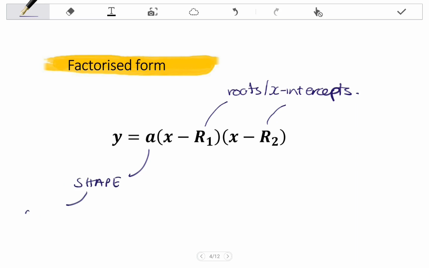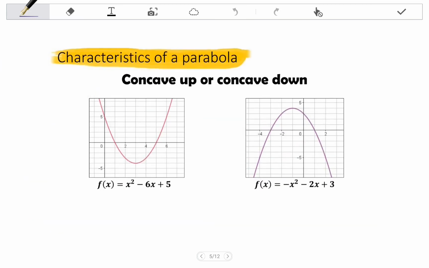And again, where a is positive, our graph is concave up, and where a is negative, our graph is concave down. Now, it is very important that you know the details of these 3 equation forms very well, and that you understand the effect that each parameter has on a parabola. And to visually see the effect, there is another video that I will be posting on that, where I show it in GeoGebra. So make sure that you watch that video too. But going on to the characteristics of a parabola.